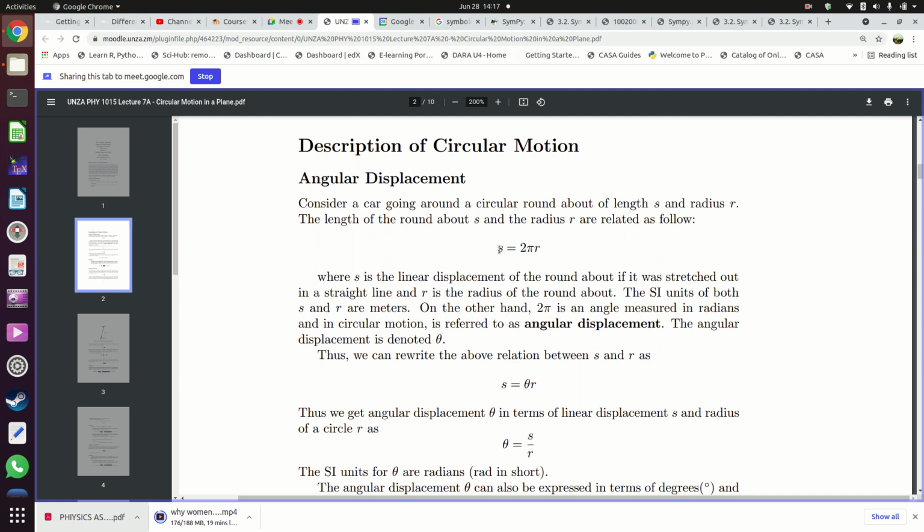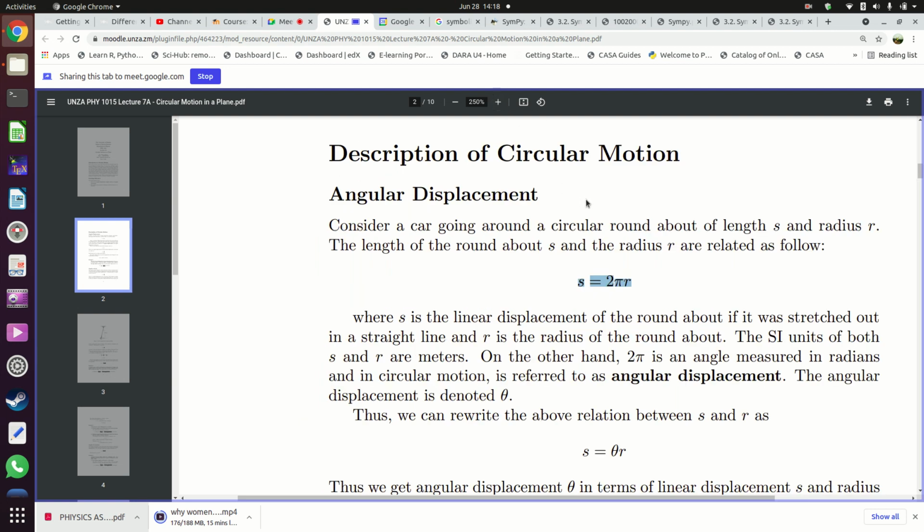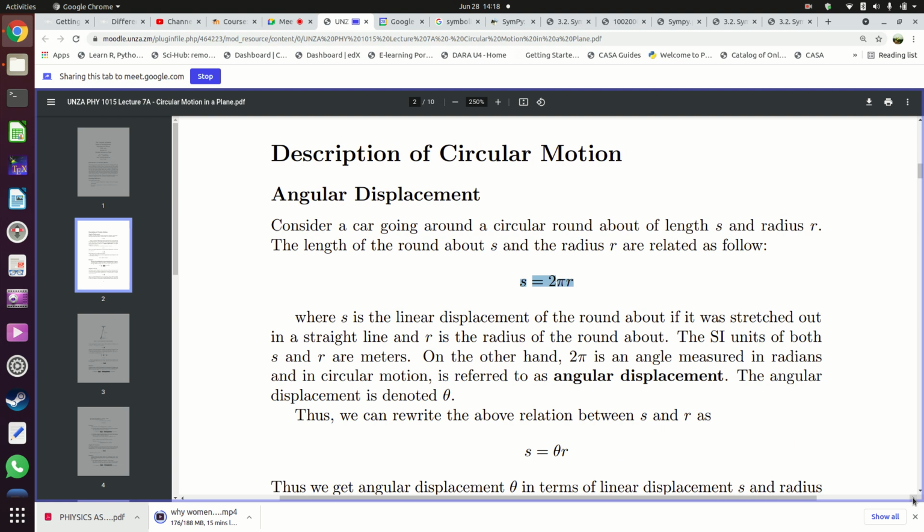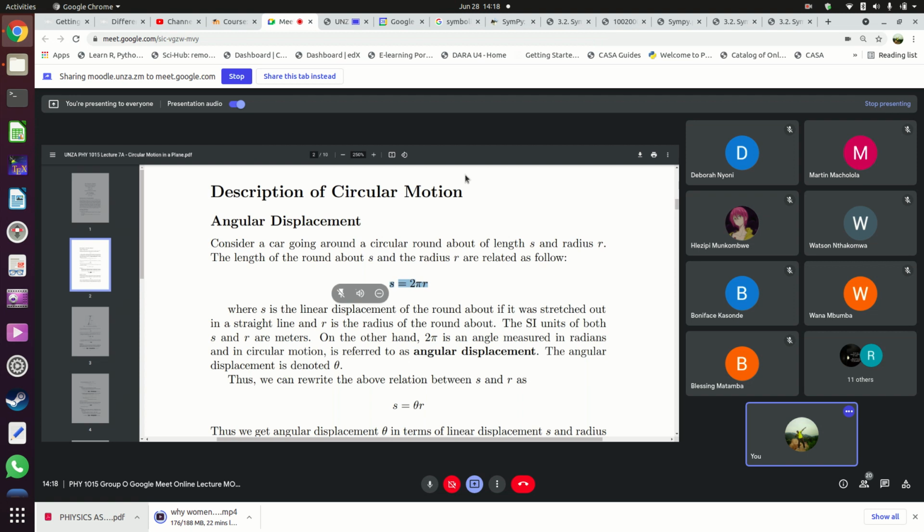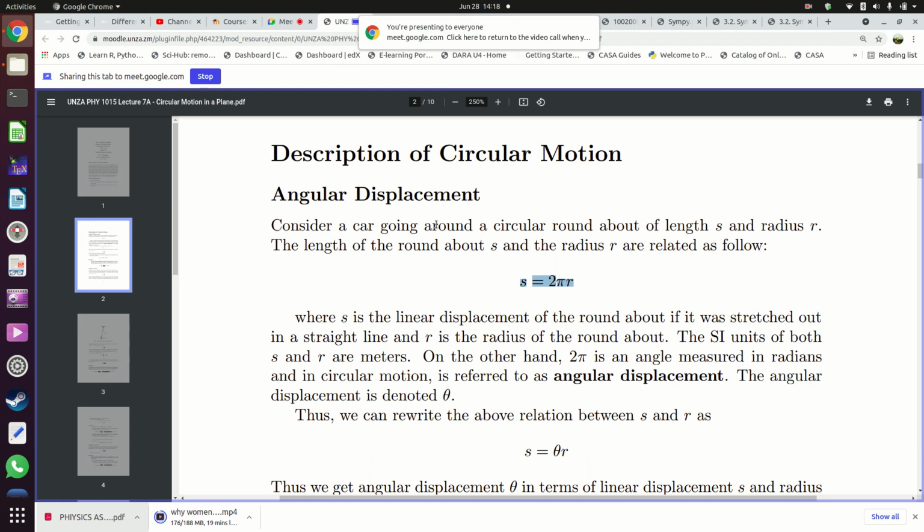Are we clear with this relationship? S is equal to 2 pi r. This is just from mathematics. From your grade 11 mathematics, I think, if you've got a circle of radius r, then the length of this circle is the circumference. And we are saying here that the circumference is S.